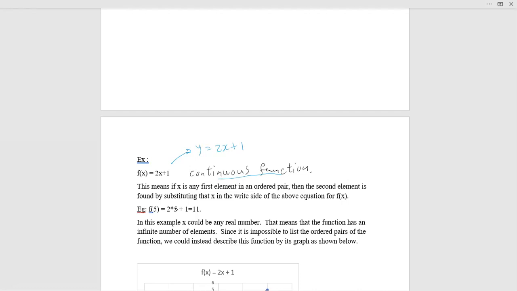Okay. Now, if you want to find a function value with a given x value, all you have to do is substitute that given x value for x here and find f of x. For instance, if you want to find f of 5, you substitute 5 for x, you get 2 times 5 plus 1, which is 11.